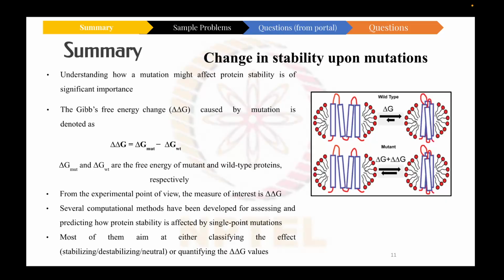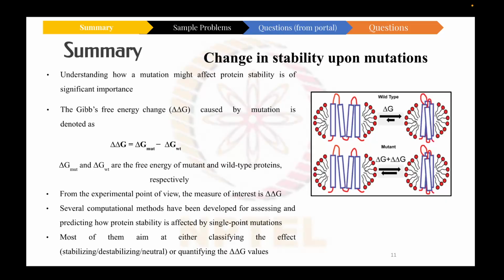Overall, the value delta delta G quantifies the difference in stability between the mutant and wild type proteins, providing insights into the impact of mutation on protein stability. A stabilizing mutation would lead to a decrease in delta G, indicating increased stability, while a destabilizing mutation would result in an increase in delta G, indicating decreased stability.